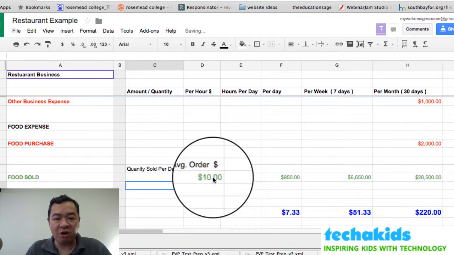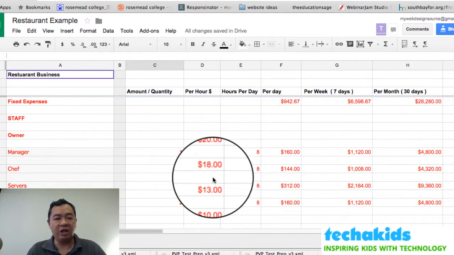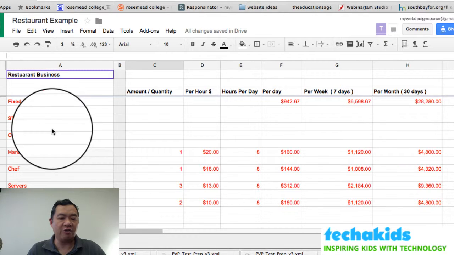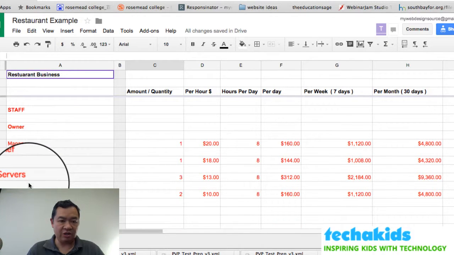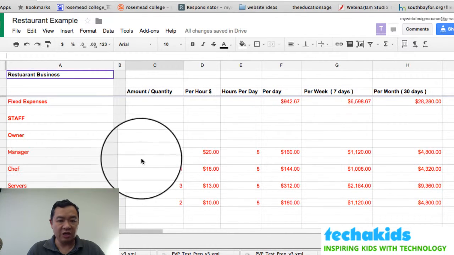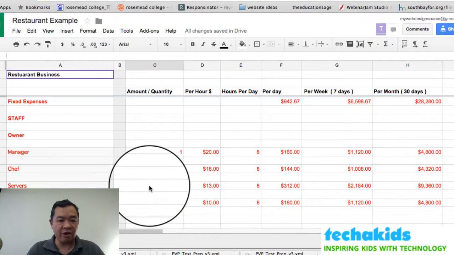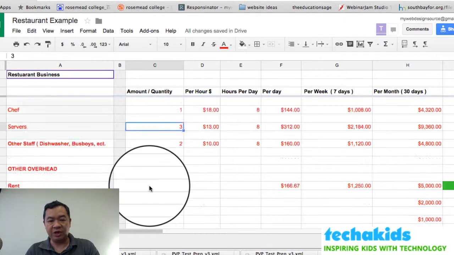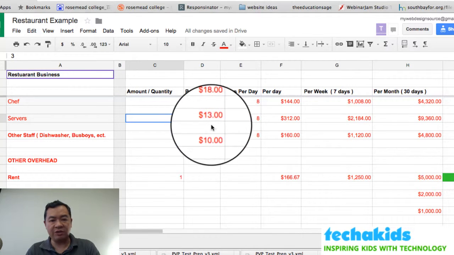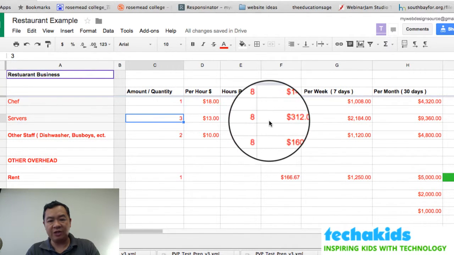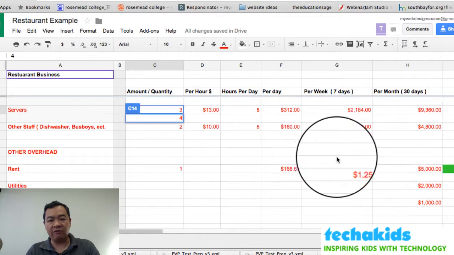Okay, so that's it for our Excel sheet in calculating your restaurant, and you can use this for any other business that we have starting here at Techakids, where you can actually see all this information. Just change it around. Let's say you want to have 4 more servers, right? So right now we're only at 220, right? I changed it to 4 more servers, earning 13 bucks an hour, 8 hours a day. Check it out.